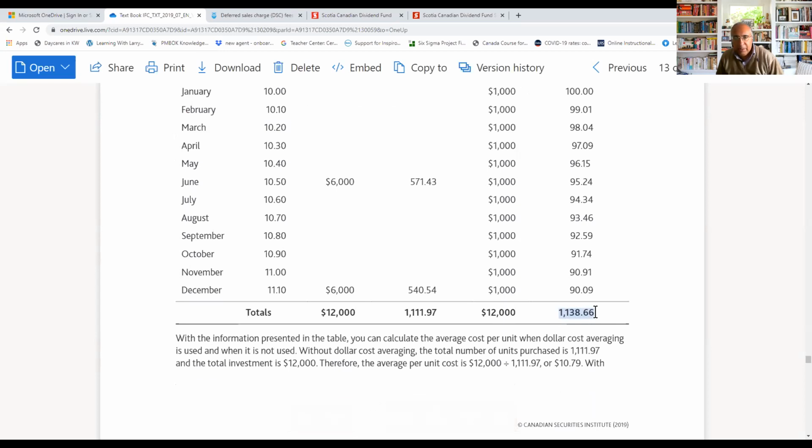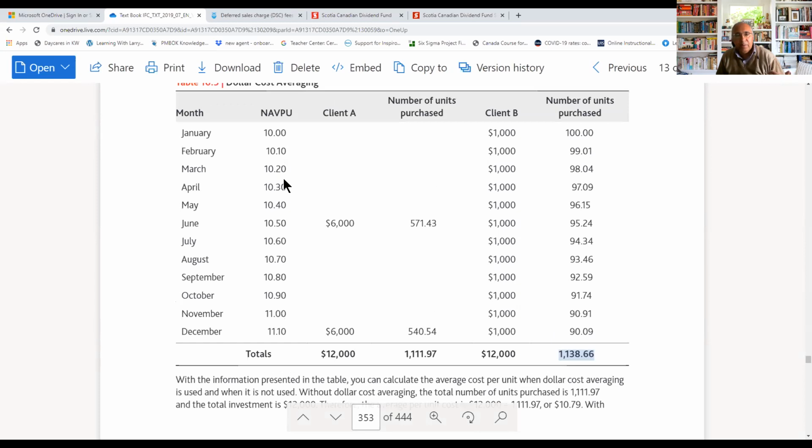So both things are beneficial for this client by doing dollar cost averaging, but that is only if the price is going up. If the price is going down, then it's opposite. But usually we expect the share price to go up over time, right? So this is the concept of dollar cost averaging. Any question about dollar cost averaging? Okay, clear? All right, let's go on.